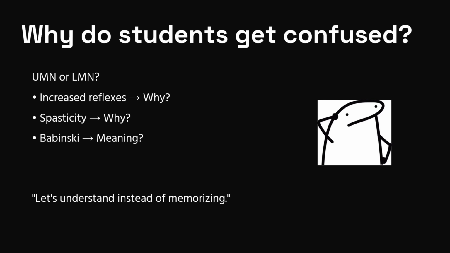And every single time you memorize the table, like UMN lesion means spasticity, hyperreflexia, Babinski positive, and LMN lesion means flaccidity, atrophy, and fasciculations. So you memorized everything. But when a clinical case comes in front of you, suddenly confusion starts.